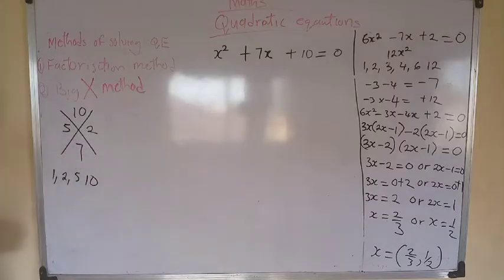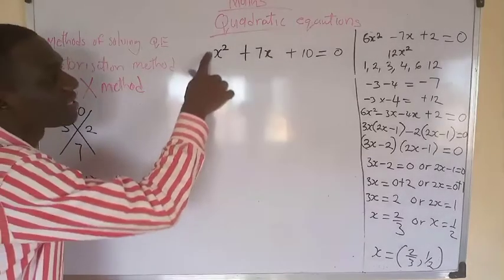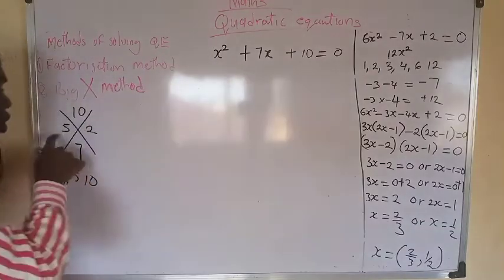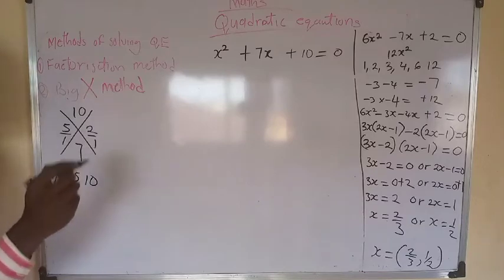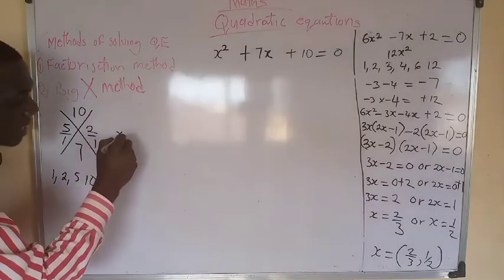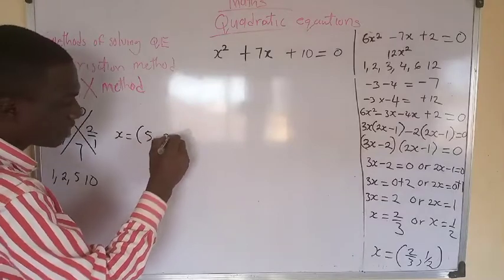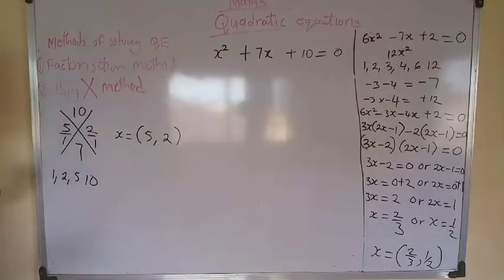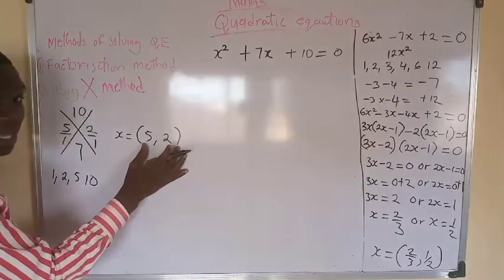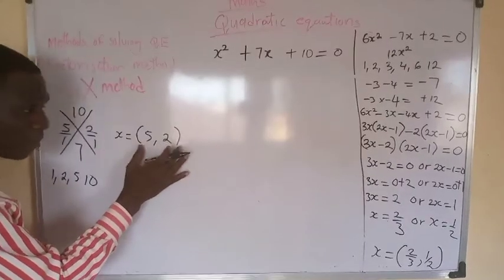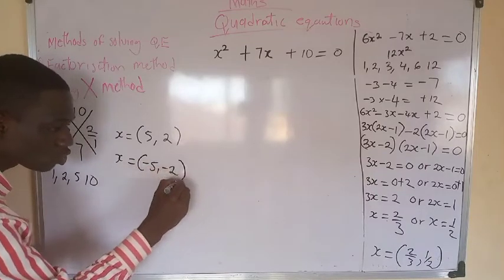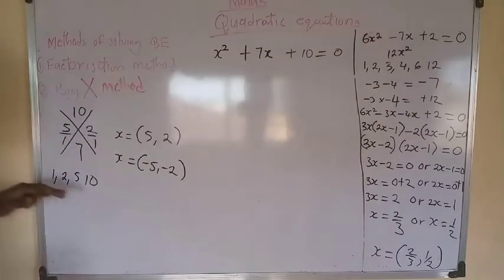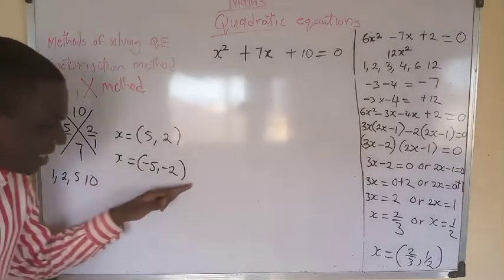Alright? So now the next step I am going to do is to divide these two terms by the coefficient of x squared. In this case it is 1, so I'll divide by 1, and the result I will obtain will be my answer. So my x will be equal to what? 5, 2. But in this case now, I am going to write the opposite of my answer. You understand? Because right now they are positive, so my x will now be equal to minus 5, minus 2. Alright? So that will be the answers.